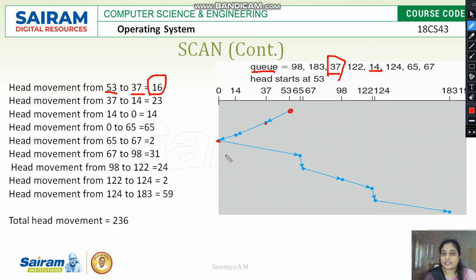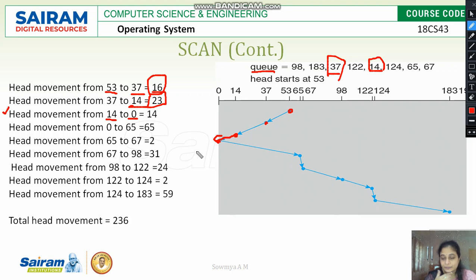Then while the disk is at 37 moving towards 0, you have one more request, 14. The head will be scheduled at 14 with a distance of 23 head movements, so 37 minus 14. But in the scan method, even if you don't have any value after 14, the head will still move and touch 0. So it is one extra movement. The disk moves from 14 to 0.